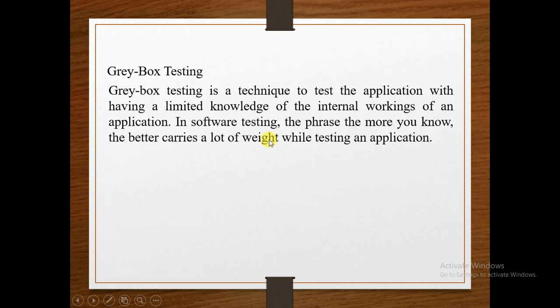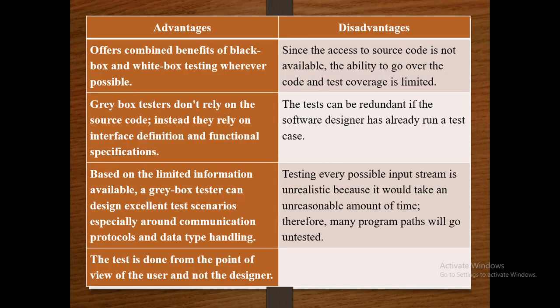Gray box technique is to test the application where you have limited knowledge of the internal working of an application. And in software testing, the phrase "the more you know, the better" carries a lot of weight while testing an application. Okay, these are the advantages. It offers combined benefits of black and white box testing. Gray box testers don't rely on source code because they don't need source code. Instead, they rely on interface definition and functional specification. Based on limited information available, a gray box tester can design excellent test scenarios, especially around communication protocols and data type handling. Testing is done from the point of view of the user and not the designer.